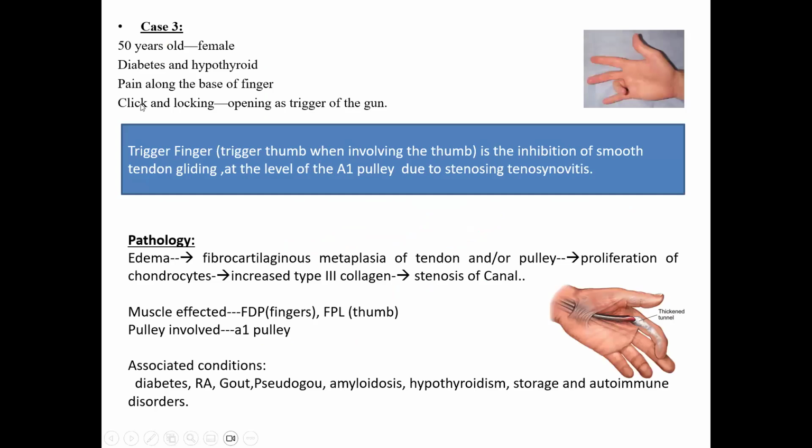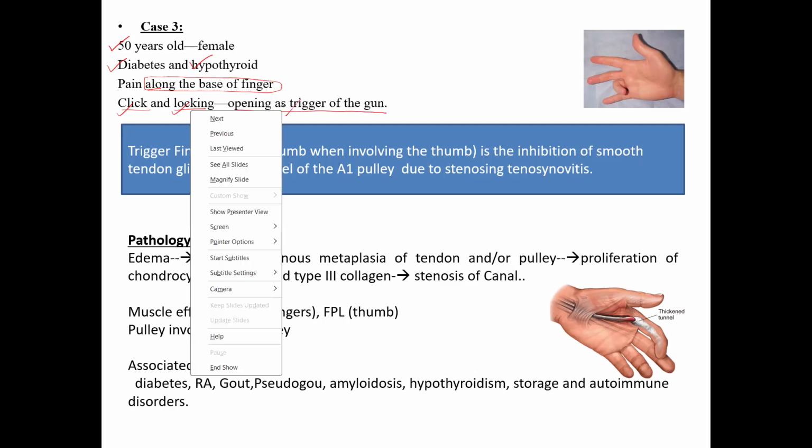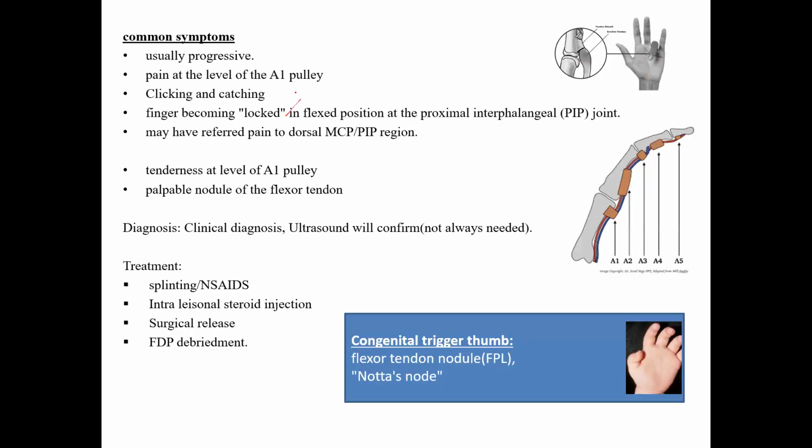Then we have a third case. Third case, the history is like a 50-year-old female patient. She has history of diabetes. She has history of hypothyroidism. There is pain along the base of the finger. And whenever she is moving, there is a click. Sometimes there is locking, and every time the finger gets locked, it opens with a certain movement. It resembles how the trigger of a gun responds.